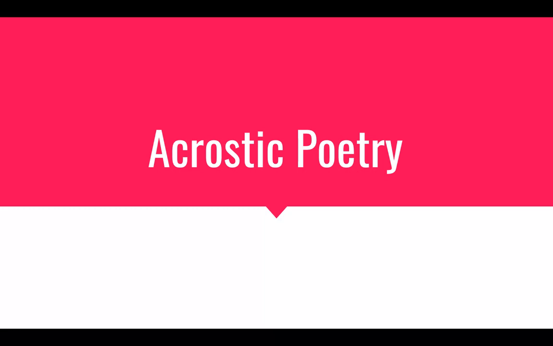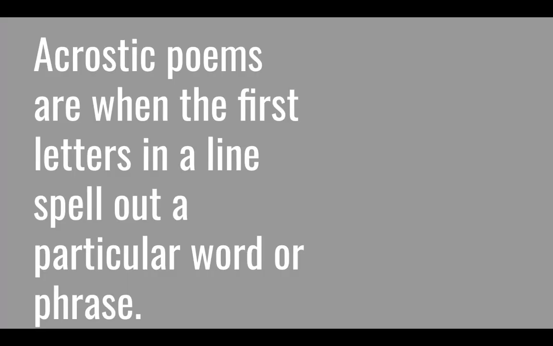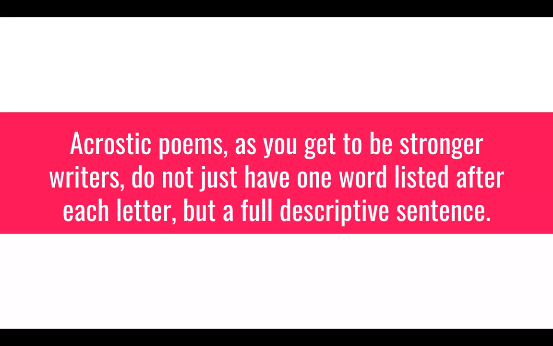Now, I know you've experimented with acrostic poetry in some of the other grades, K through 2, but we're going to look at acrostic poetry in a more sophisticated way. Acrostic poems are when the first letters in a line spell out a particular word or phrase. You might have seen them if you spell out your name and write lovely, interesting, nice. I'm spelling out Lindsay, and you put one word next to each letter of the name or the topic. But as you get to be stronger writers, acrostic poems do not just have one word listed after each letter, but a full descriptive sentence that describes the topic you've listed along the left.